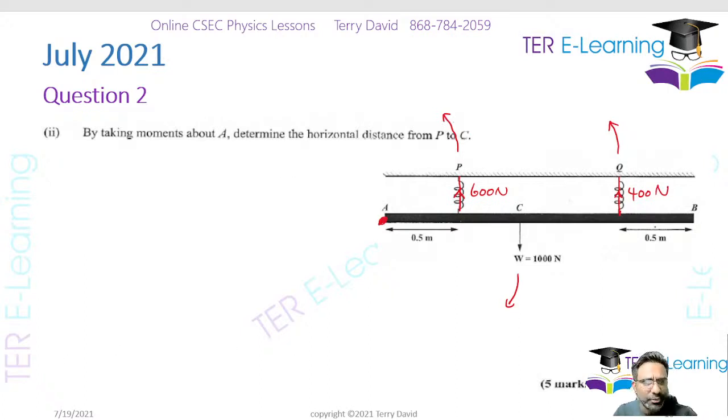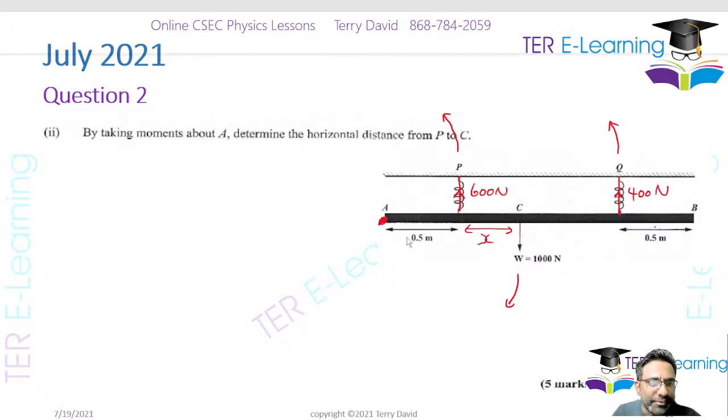So here's what we're going to do. What do we know? You want to work out the horizontal distance PC, so this is what we're trying to work out here. We don't know what that is, so we're going to call that X. We know that the full length of this bar is 2 meters.